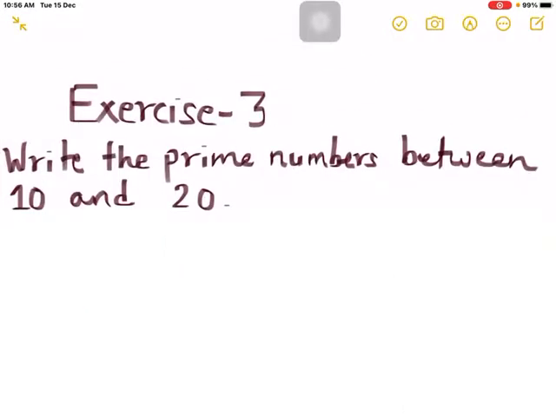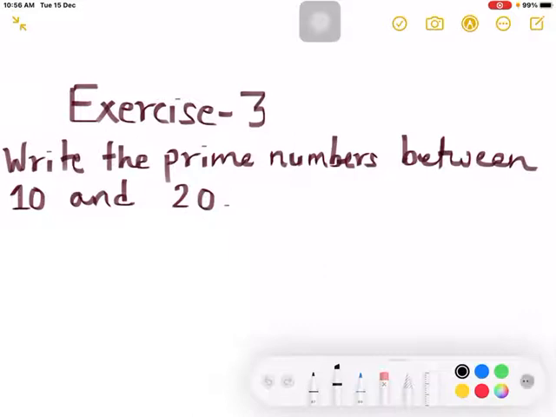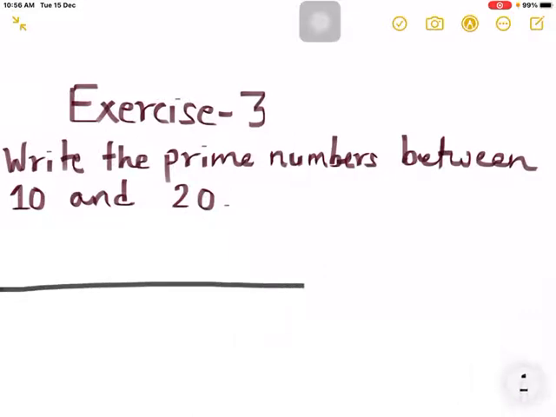So let's go to our another exercise, that is exercise 3. Write the prime numbers between 10 and 20. Can you identify? Of course you can identify, because you know the test of divisibility rule, and you can identify odd and even numbers, and you can identify composite and prime numbers. That is why it is very easy, isn't it? So between 10 and 20, what are the numbers?